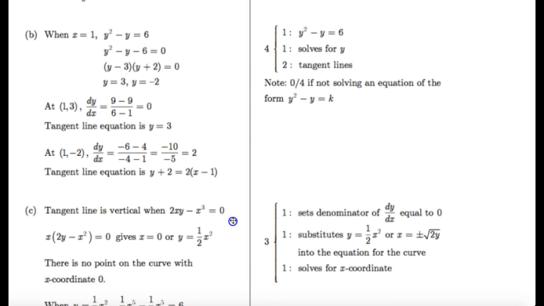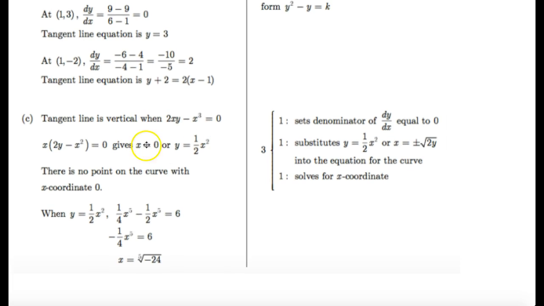Now, part C then, recognizing that we needed to set the denominator of our slope equal to 0, that very first step was worth a point. Sets denominator of dy dx equal to 0. The next thing we had to do was solve that. We got x equals 0 or y equals 1/2 x squared. So the next point was a little bit further down: taking this and substituting it all back into our equation, and then correctly solving for x. X equals the 5th root of -24.